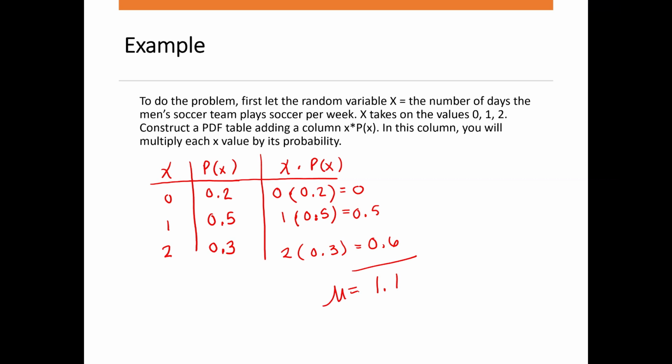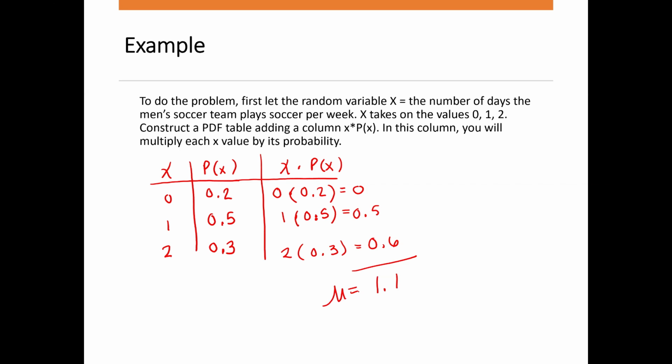So the expected value of this discrete probability distribution is 1.1. So on average, they play 1.1 days a week. In the long term, some weeks they play 2 days a week, some weeks they don't play at all. So over the long term, on average, they play 1.1 days a week. Now, there is no week that they play exactly 1.1 days.